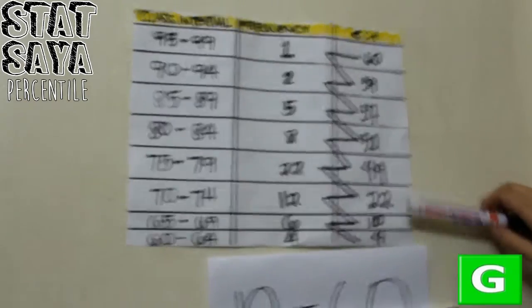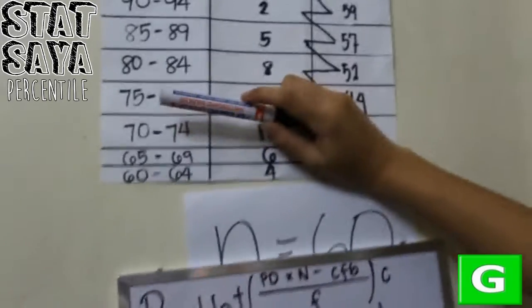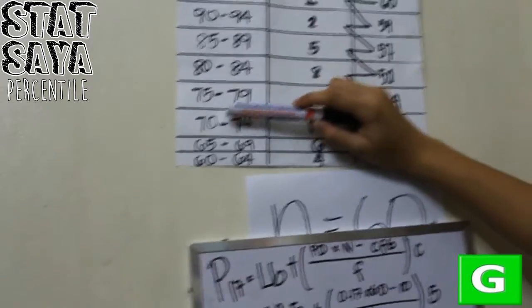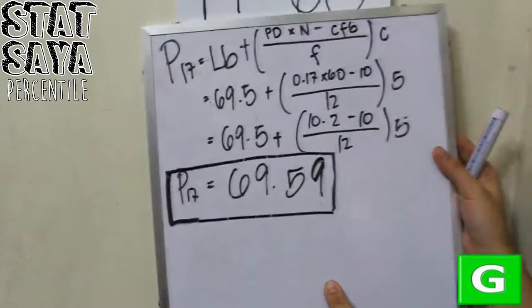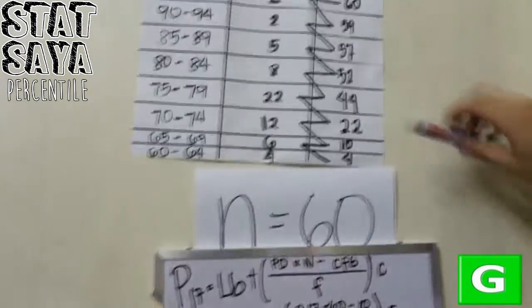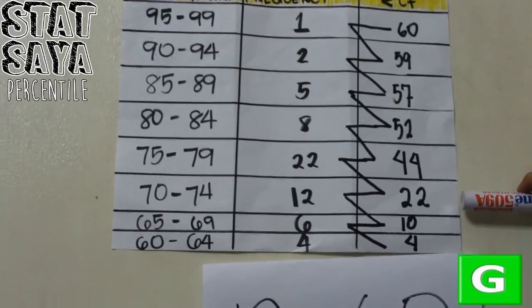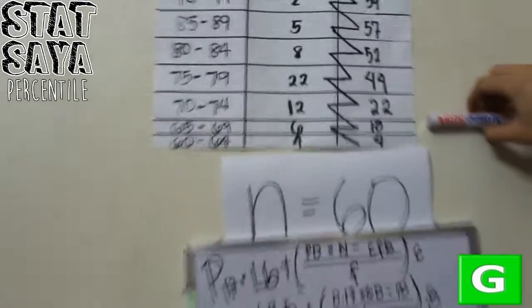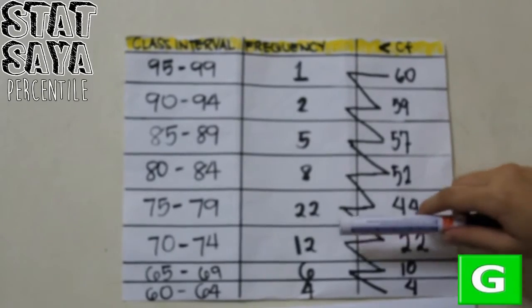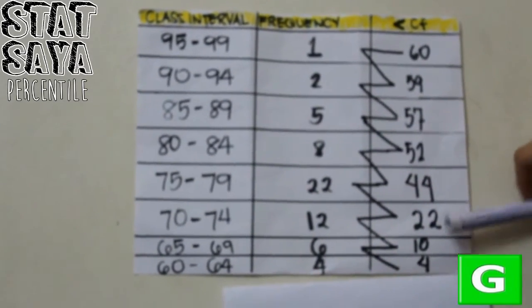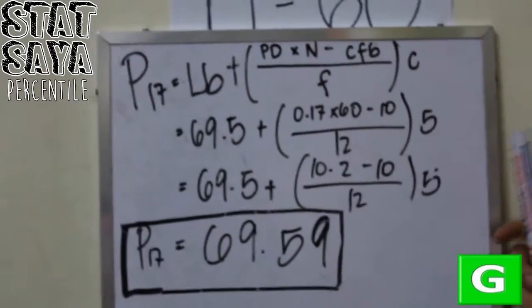Let us look at its class interval and find its lower limit, which is 70. Subtract 0.5 from 70 to get 69.5, and that is your lower boundary. To get the CFB, we look back to our less than cumulative frequency and see the value before it, which is 10. Our frequency is 12 because our less than cumulative frequency is 22. And the C is just the class size, which is 5.